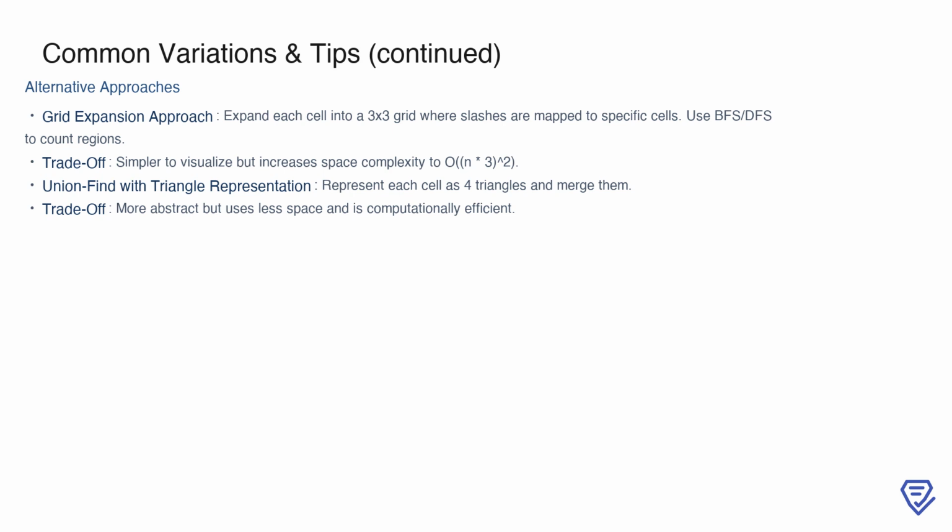Another option is union find with the triangle representation. Here, each cell is broken into 4 triangles, and the union find algorithm is applied to merge these triangles into connected regions. While this method is more abstract and requires careful implementation, it is highly space efficient and computationally optimal. Both approaches have their trade-offs, so the choice depends on the problem constraints and your familiarity with the techniques.